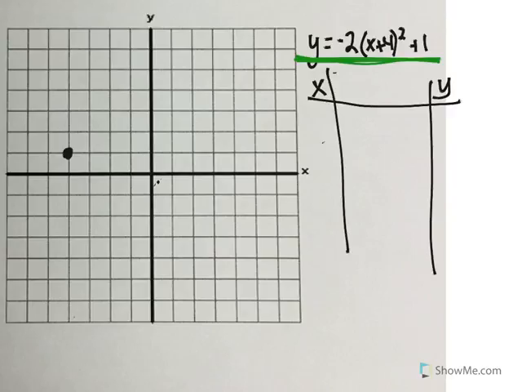Okay, my vertex was negative 4, 1. That goes in the middle. Remember how we do this. I then pick two numbers that are smaller than negative 4. That would be negative 5 and negative 6. I then pick two numbers that are bigger than negative 4. That would be negative 3 and negative 2. I want a good span for my parabola: two points on the left of the vertex, two points on the right of the vertex. All right, here we go.